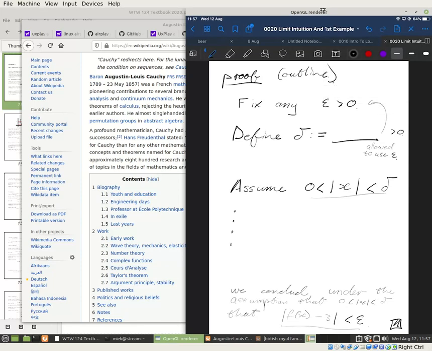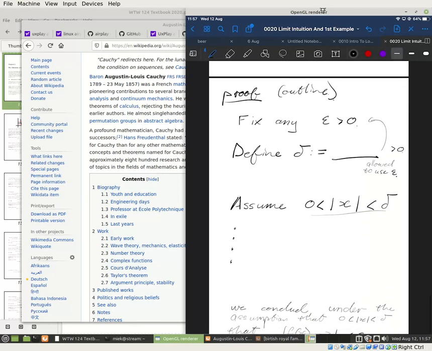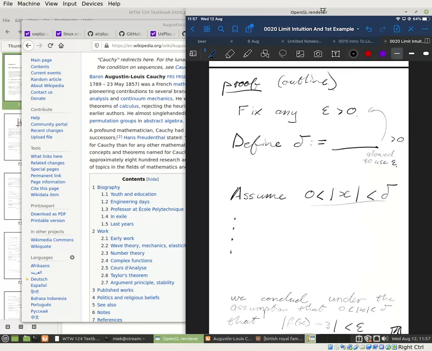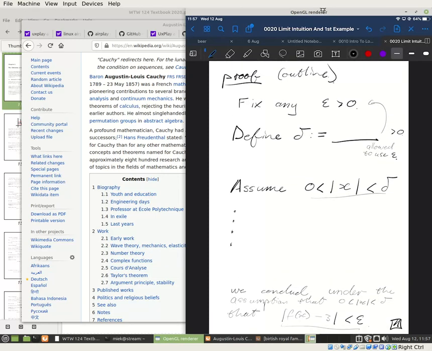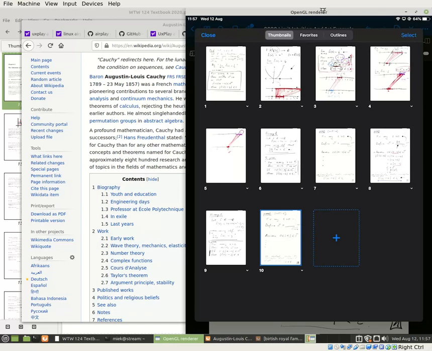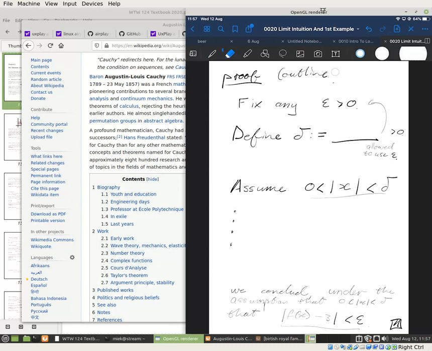Okay, so here is our proof outline. Notice here that this did not take any thought. This is purely mechanical. You can train your hand to do this by itself. You do not need to be able to think to do this. Okay, let me duplicate this page and let's write out our proof for real.